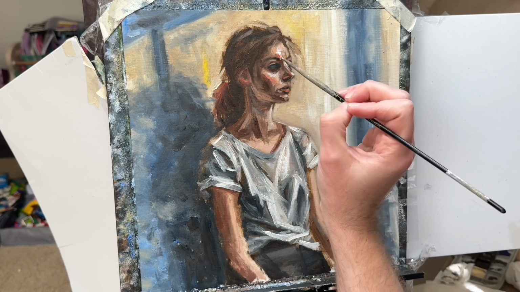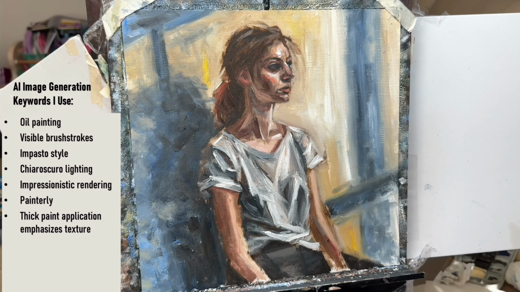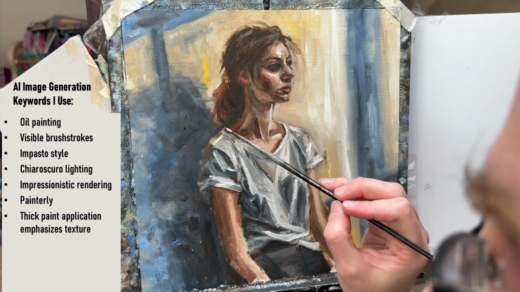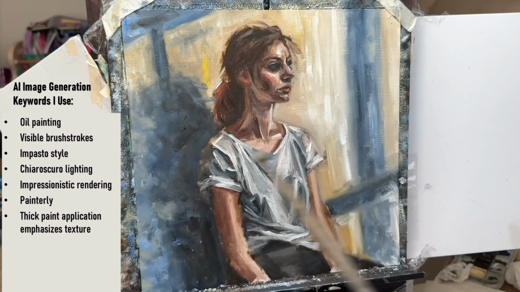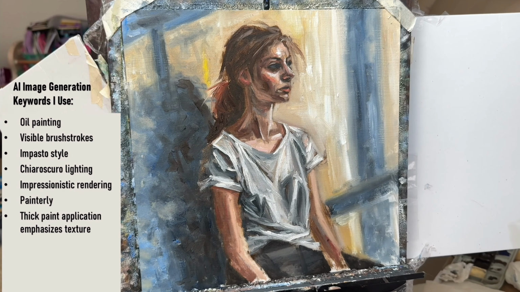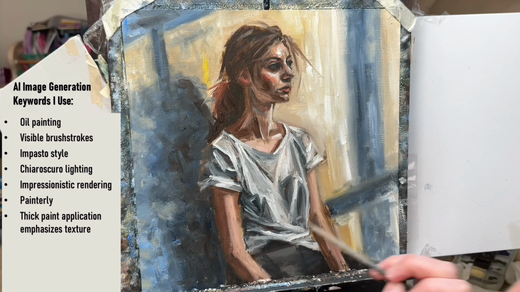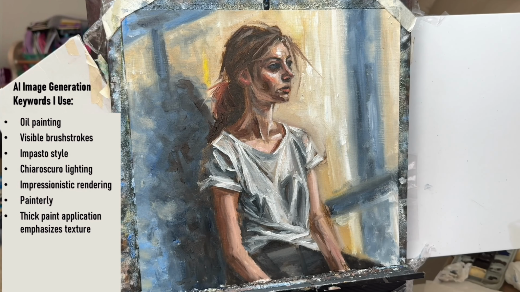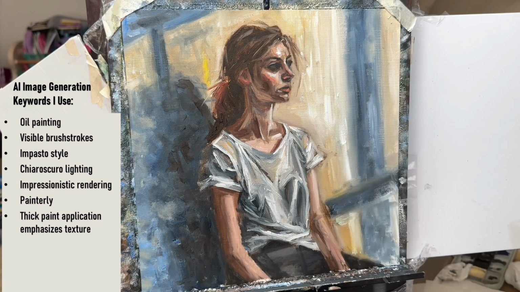So I'll just list off some of the ones that I always include in these image prompts. Useful ones that I find: oil painting, visible brushstrokes, Impasto style, Chiaroscuro lighting, impressionistic rendering, painterly, thick paint application, emphasizing texture. All of those things, I like to pop them in, and you have to write it in a descriptive way. What I mean by some of these things is I'm trying to get discrete zones of color, something that's easier to paint from.